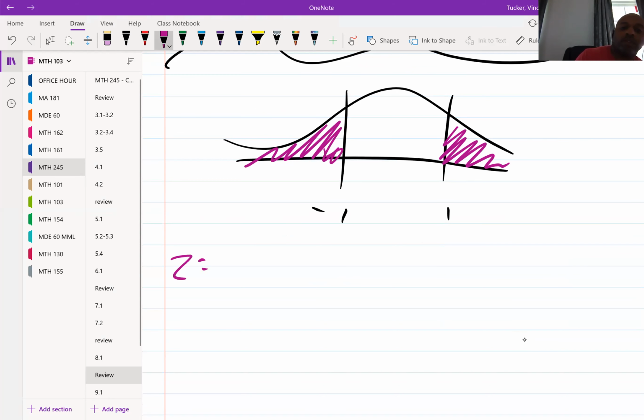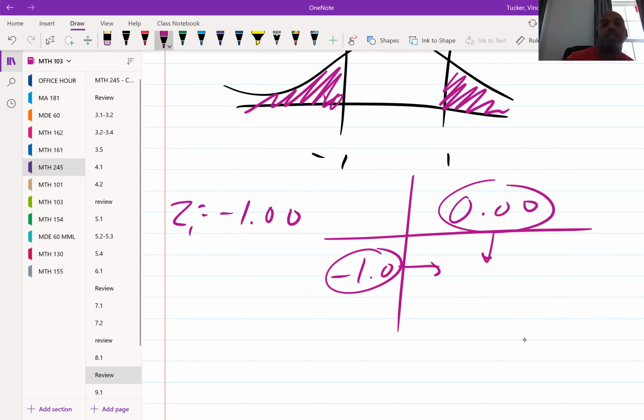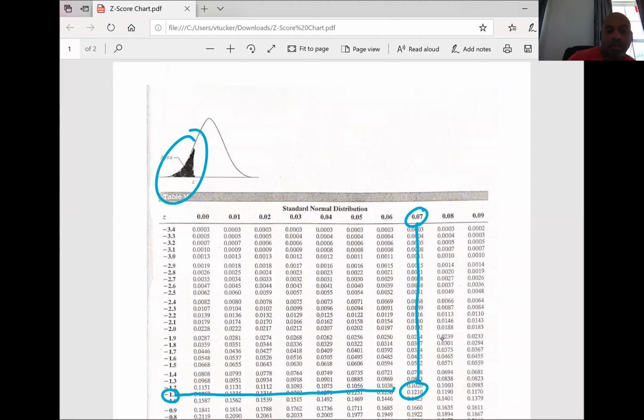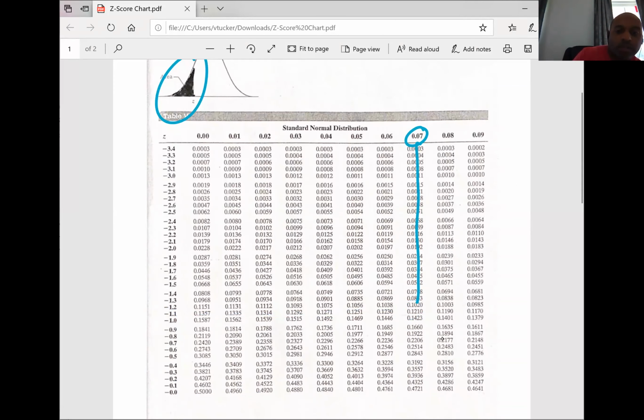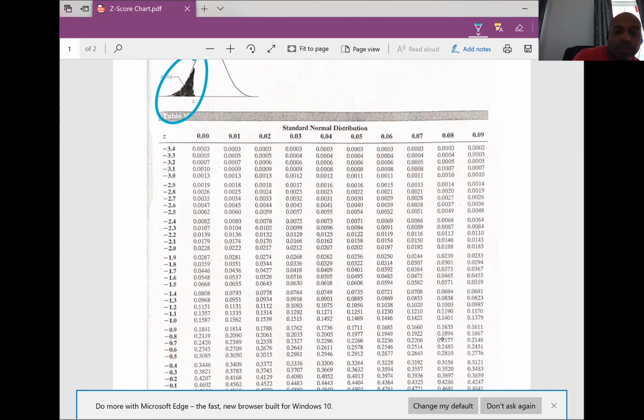So first z-score called z1, -1.00. When I go to the chart, I'm looking for -1.0 over here, 0.00 up here. And then where they meet is what I'm going to use. All right, just want to make sure we are clear. So we're looking at -1.0. So -1, where's my pen? All right. So -1.0 is right here. 0, 0 is right here. So we're looking at this part, 0.1587.